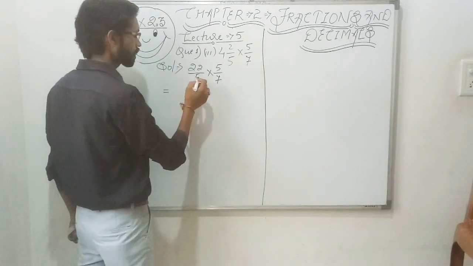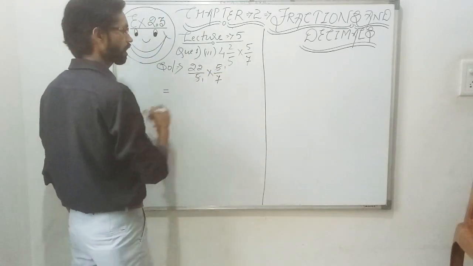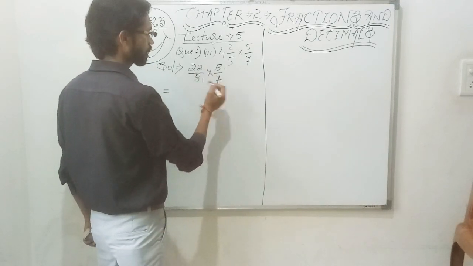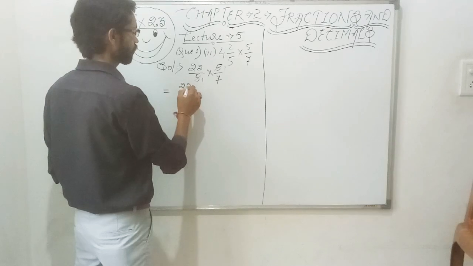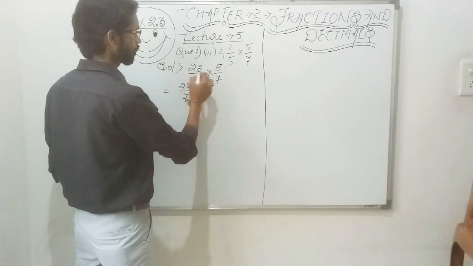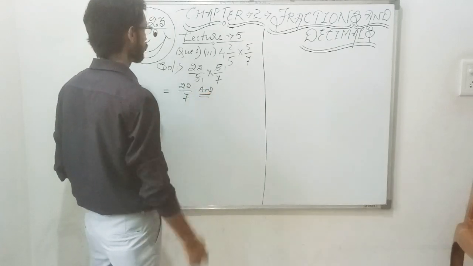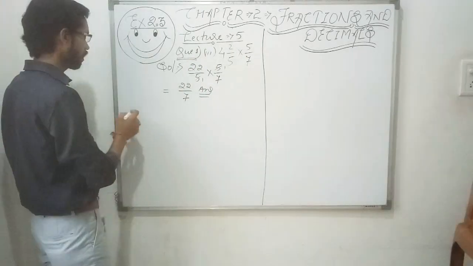So here we can see that 5 ones are 5 and 5 ones are 5. Both are in the table of each other, which means they can be cancelled. Now 22 and 7 are not in the table of each other. That means 22/7 is our answer. Okay, so this is our question number 1, third part.